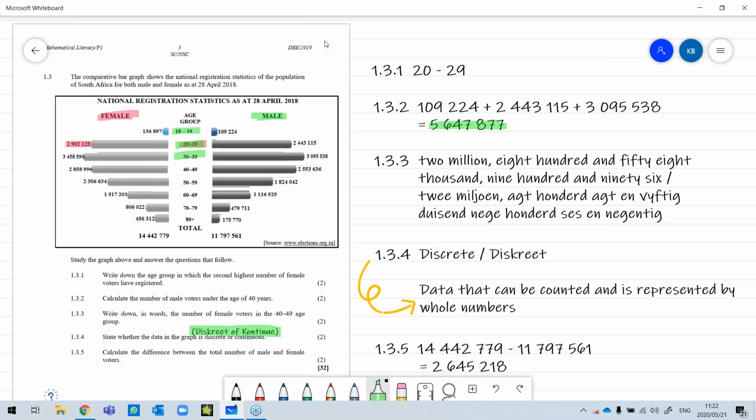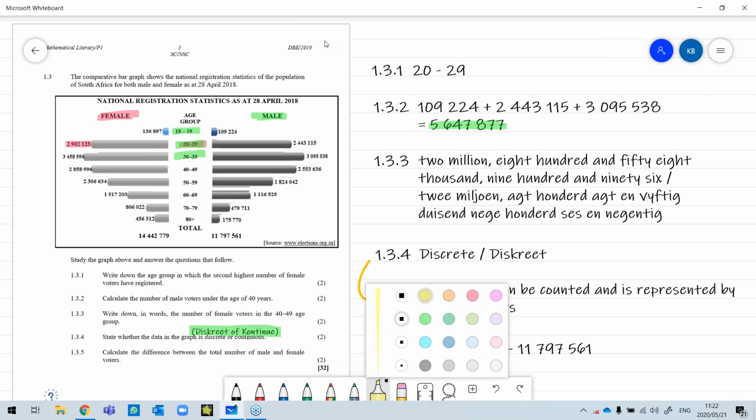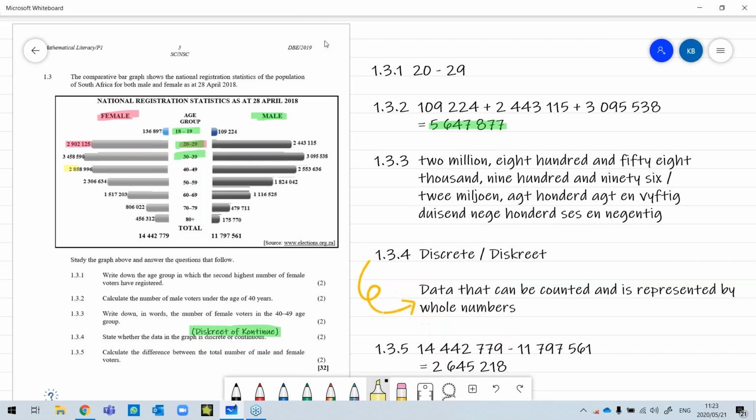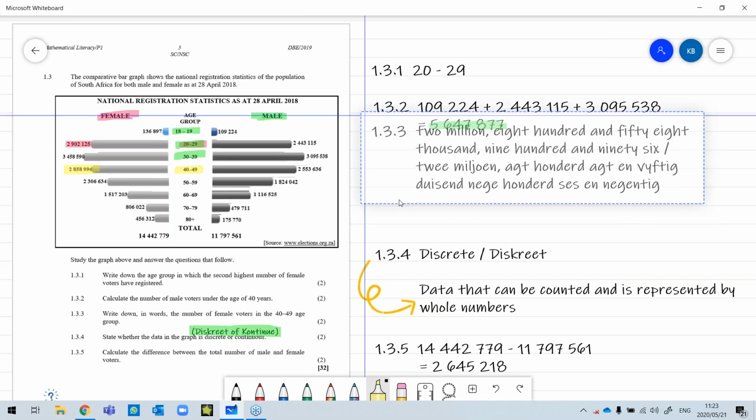Question 1.3.3, write down in words the number of female voters in the age 40 to 49 age group. So let's have a look. The number of females in the 40 to 49 age group. So quite simple, write that in words, 2,858,996. In Afrikaans, 2,858,996. We are nearly done with all these level 1 questions, so just stick with me. We are going to get to the rest of the questions shortly.